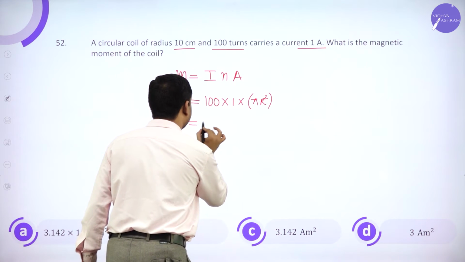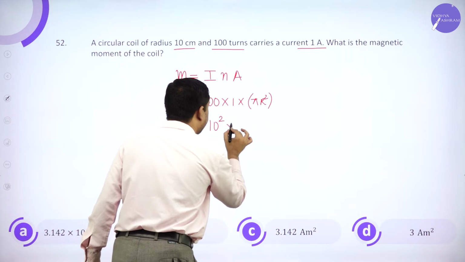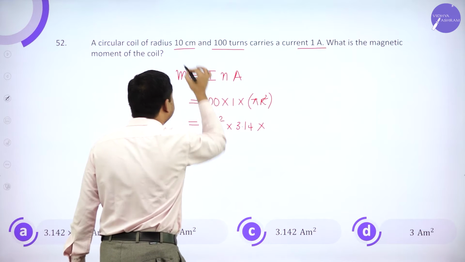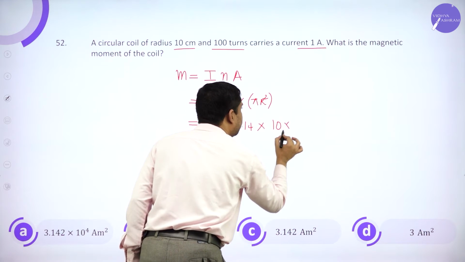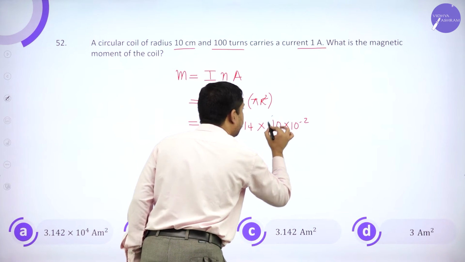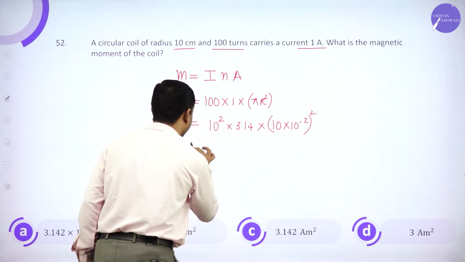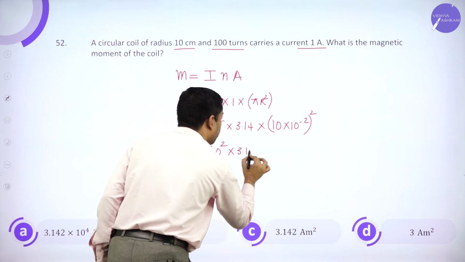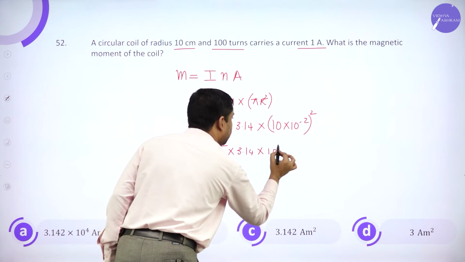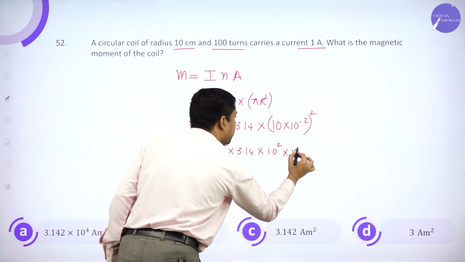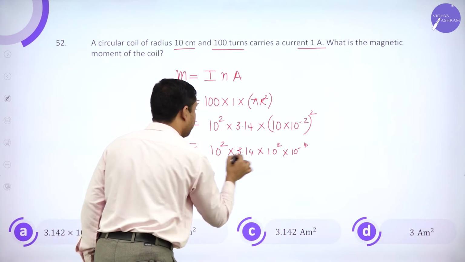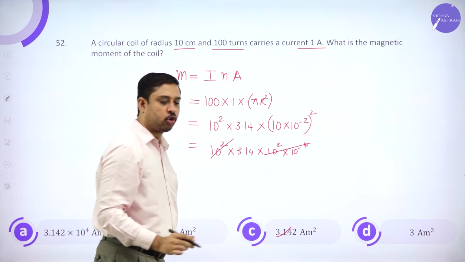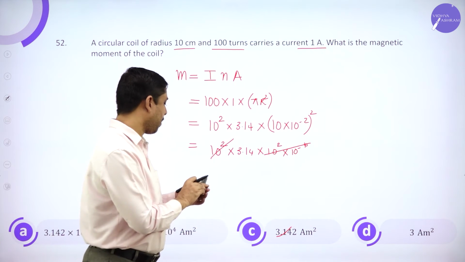So this becomes 10 power 2 into pi, which is 3.14, into radius, 10 centimeter, that is 10 into 10 power minus 2 whole square. 10 power 2, 3.14, 10 square into 10 power minus 4. I am simplifying it. It cancels. So 3.142 will be the answer.